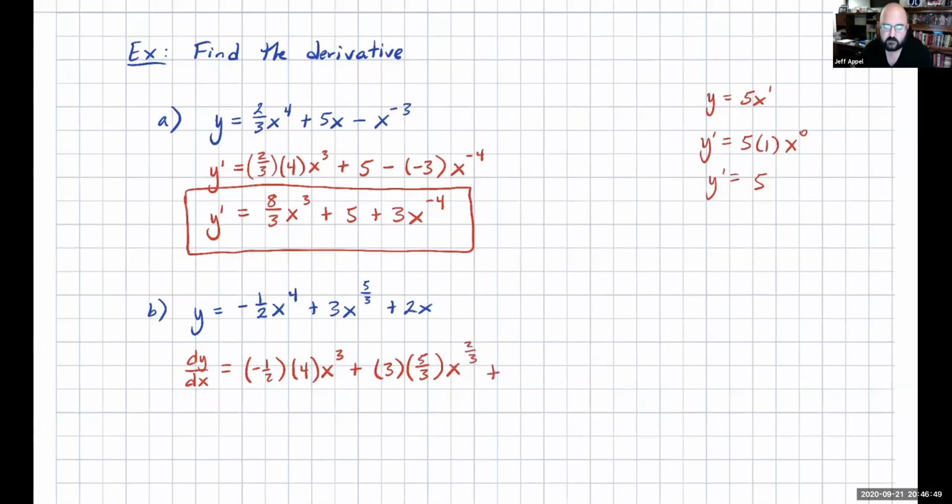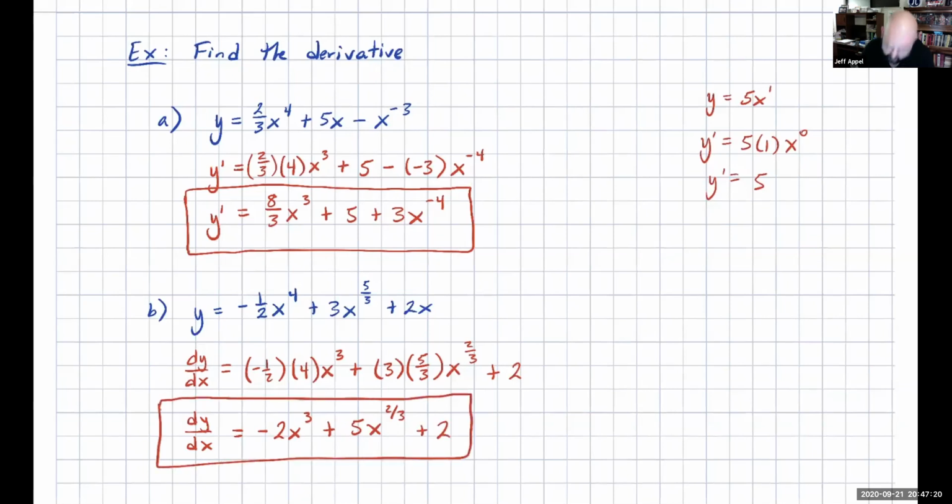And finally, the derivative of 2x is just going to be 2. For the same reason, the derivative of 5x was just 5. And now all that's left to do is to clean up our answer. So -1/2 times 4, that's going to give us -2 x to the 3rd power, plus 3 times 5/3 is 5. So 5x to the 2/3 power plus 2. Okay, 2 down.